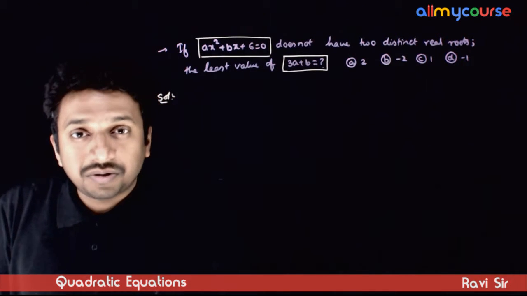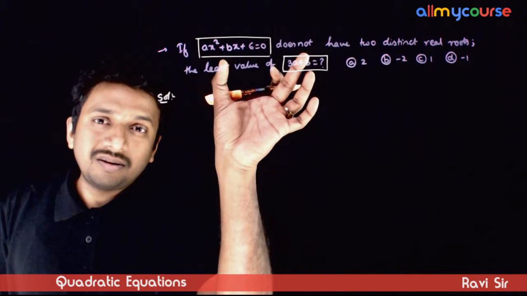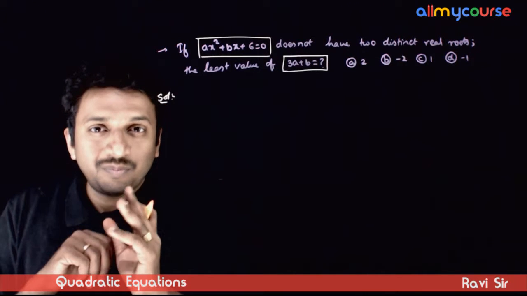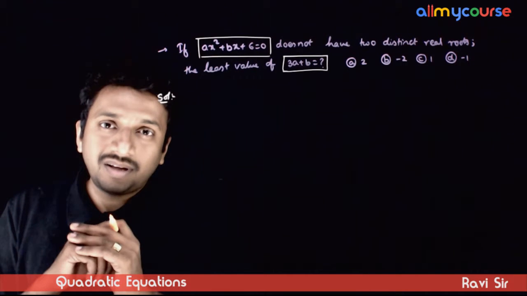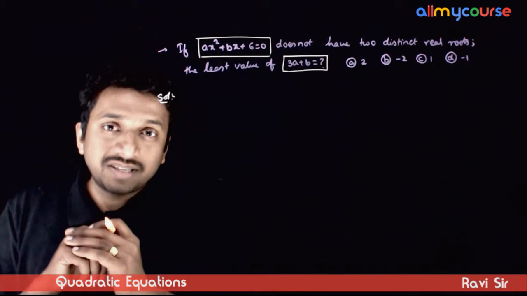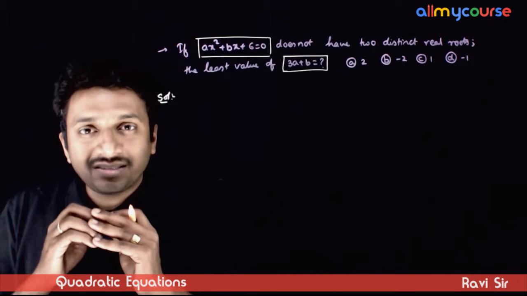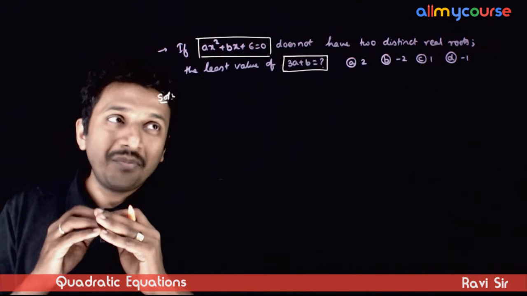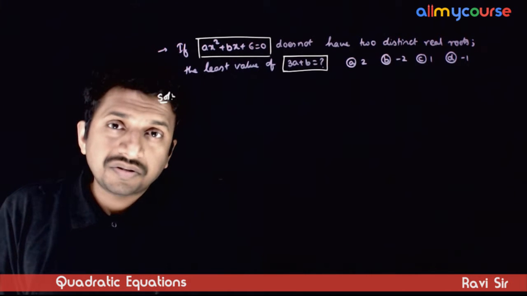So what is this question based on? If you take the first part, it looks like the first part tells you something about the discriminant of the equation. And next, you're asked to find the least value of the expression. So we are dealing with maximum and minimum values in the second part. In the first part, you're given some information about the discriminant of the equation. In the second part, you're asked to find the minimum value of 3a plus b. So how do we do this?